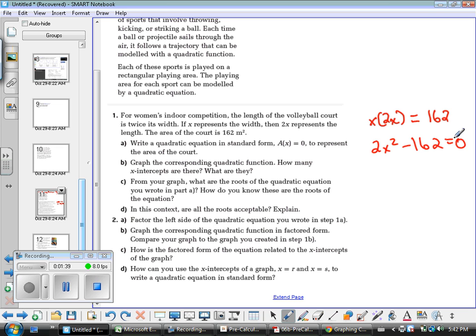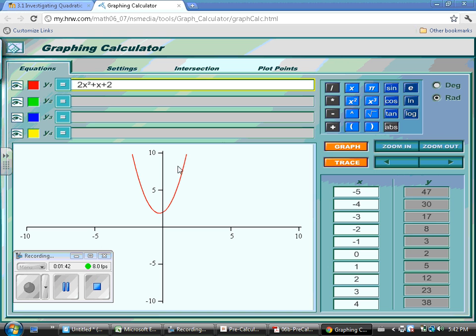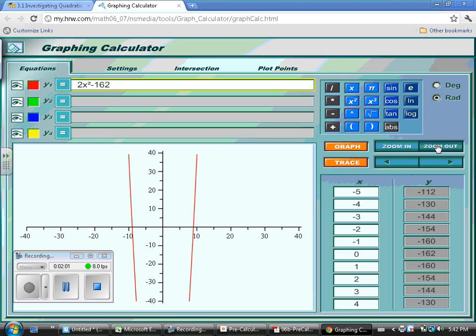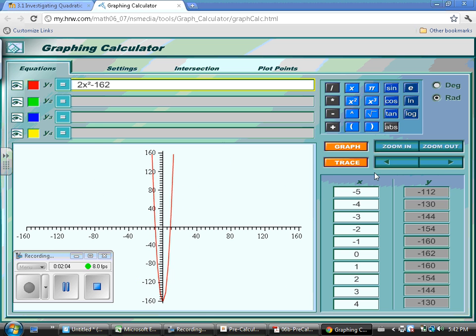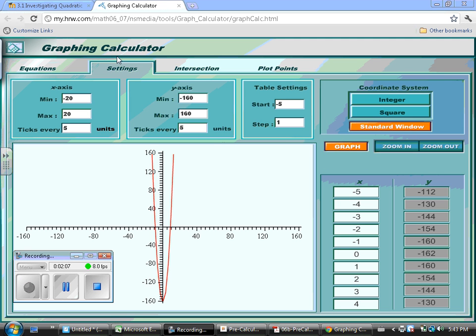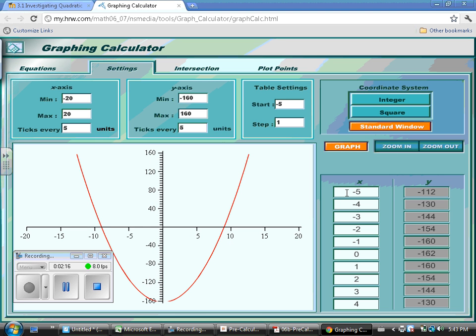So we're going to graph the corresponding quadratic function. I'll just do that on the graphing calculator: 2x squared minus 162, and we'll graph that. I'll just go over to the settings tab here and change the x-axis, it looks like it's about negative 20 and 20, so I'll expand it a little bit that way. And so you can see there what the quadratic function looks like.